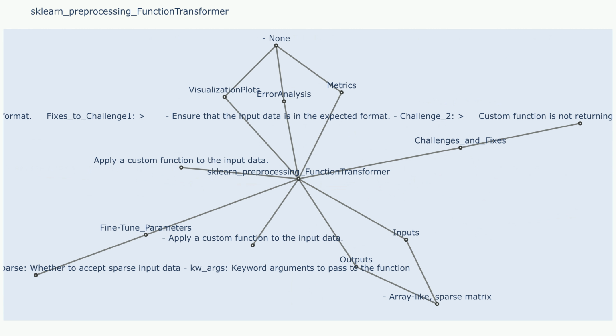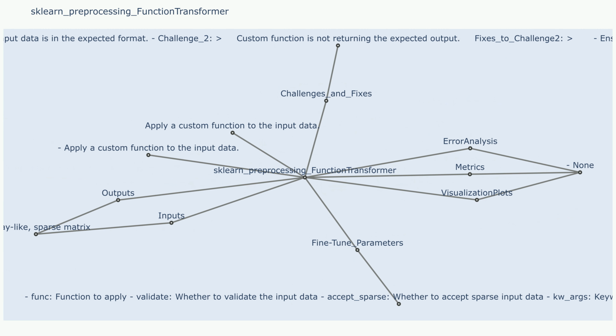Steps: function application. When you apply FunctionTransformer to your data, it internally calls your custom function with the input data X. Output handling: the FunctionTransformer then handles the output of your function, ensuring that the resulting data is in a format that is compatible with scikit-learn.